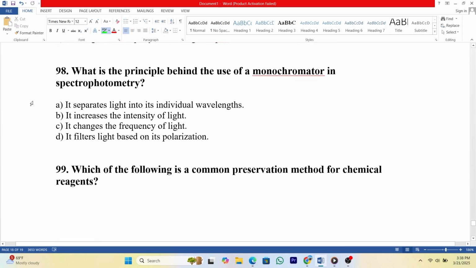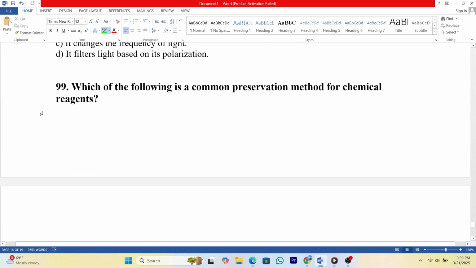98. What is the principle behind the use of a monochromator in spectrophotometry? A. It separates light into its individual wavelengths. B. It increases the intensity of light. C. It changes the frequency of light. D. It filters light based on its polarization. Answer, A. It separates light into its individual wavelengths.